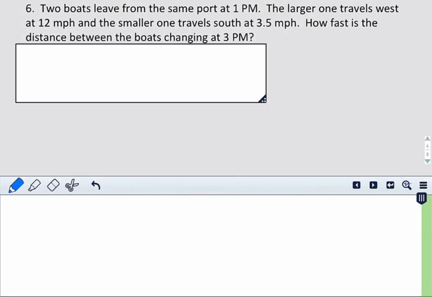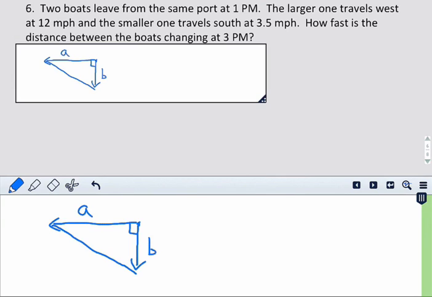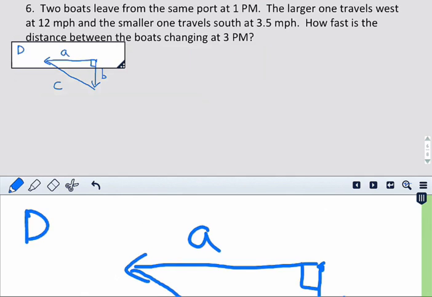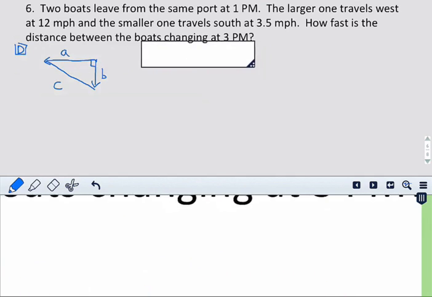So for our drawing here, we're leaving the same port. One travels west, and the other travels south. And we want to know how fast the distance between the boats is changing. So we're going to have the distance between the boats right there. So we really get a right triangle here. And I'm just going to call this A, and this B, and this is going to be C. And that's our general diagram.